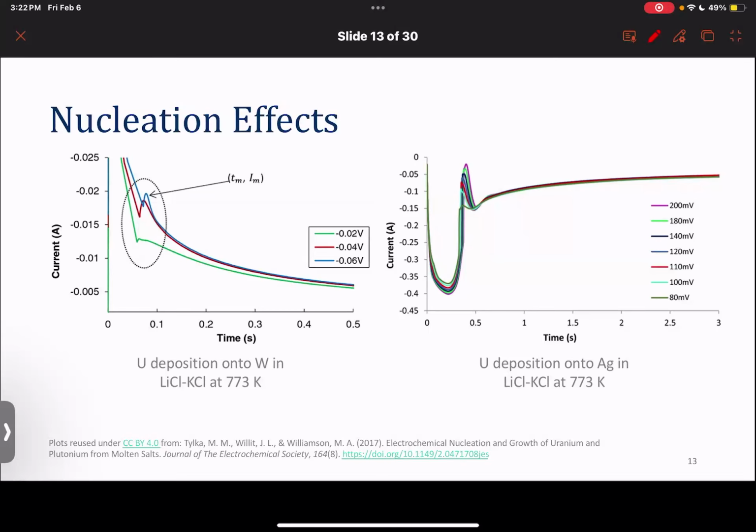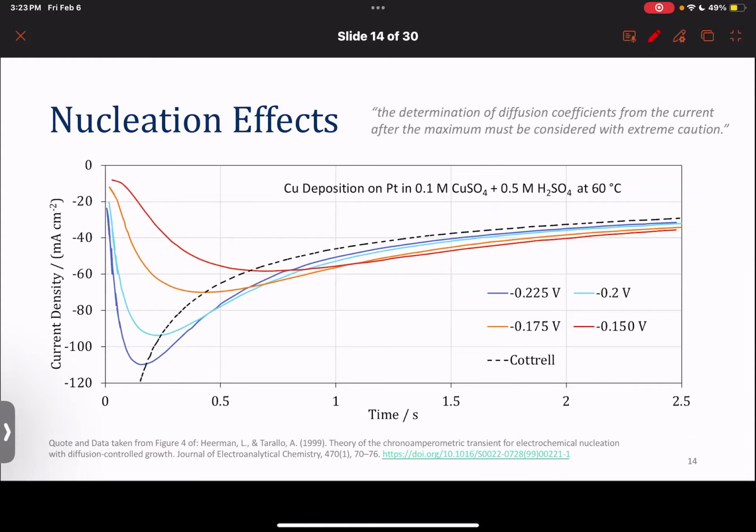Now, there's a lot of relationships out there. There's a whole field that studies these nucleation effects. Right now, I'm just trying to get you familiar with these. You can see how nucleation effects deviate from the Cottrell equation. For example, here with copper deposition onto platinum, we can see that we have the Cottrell equation plotted here. And we can see how the nucleation of the copper onto the platinum phase creates these curves that are quite different from the Cottrell equation expression.